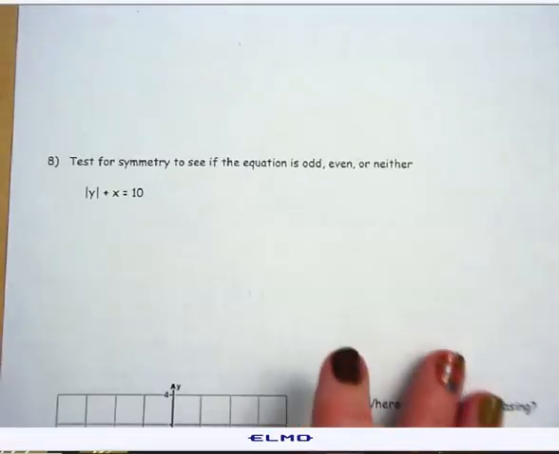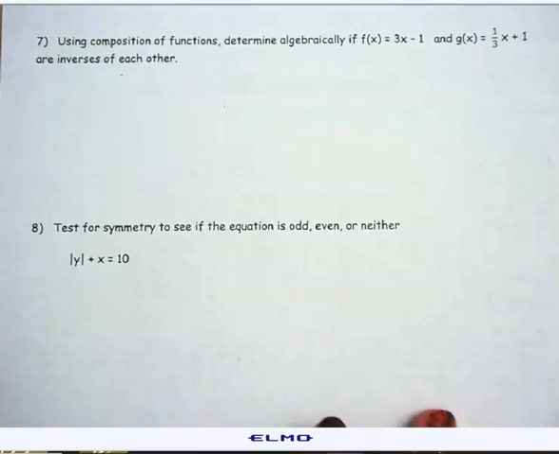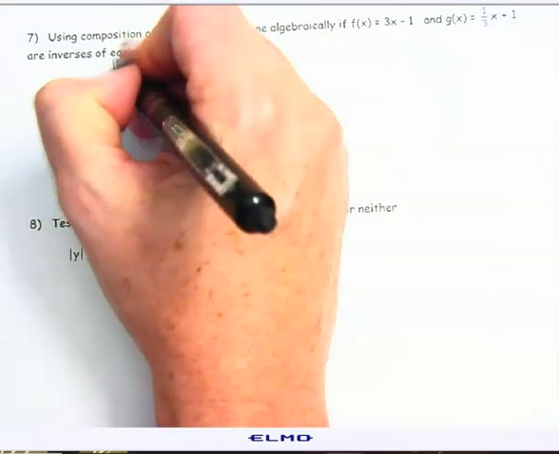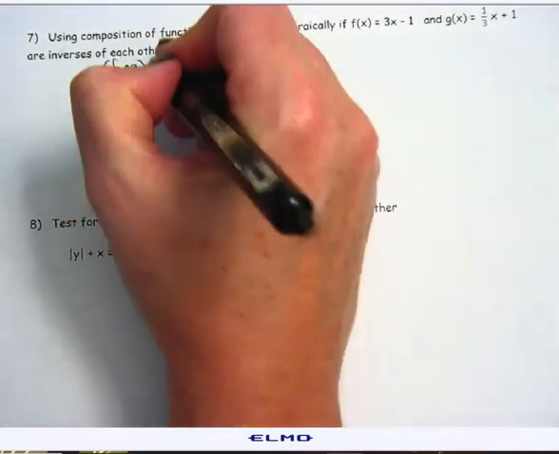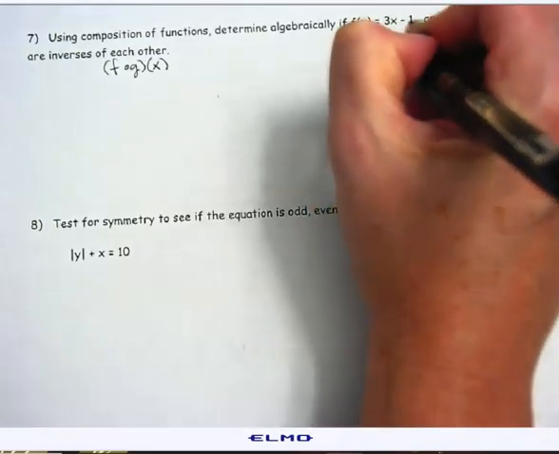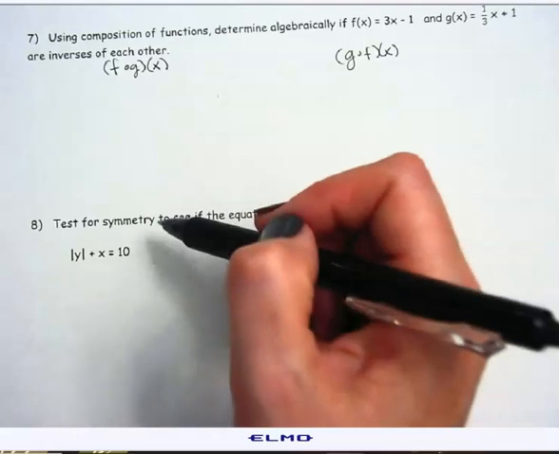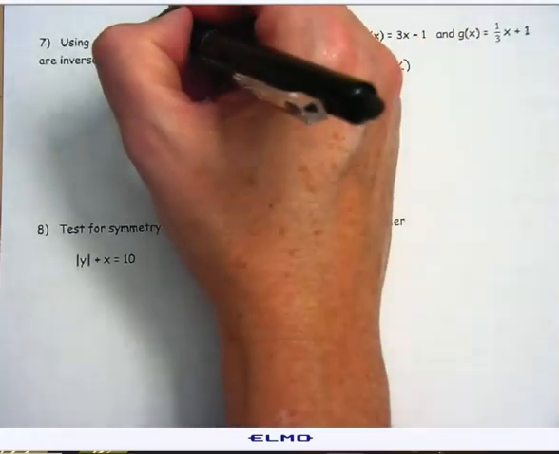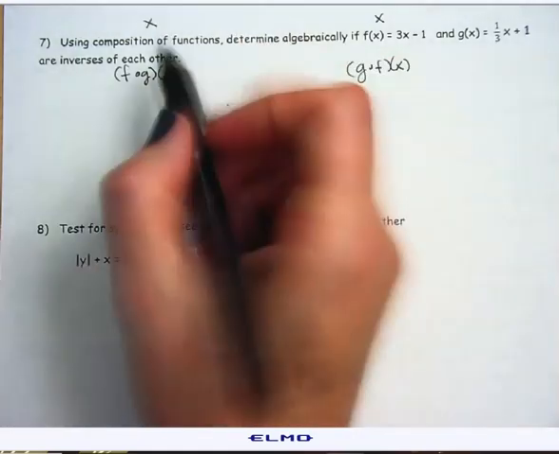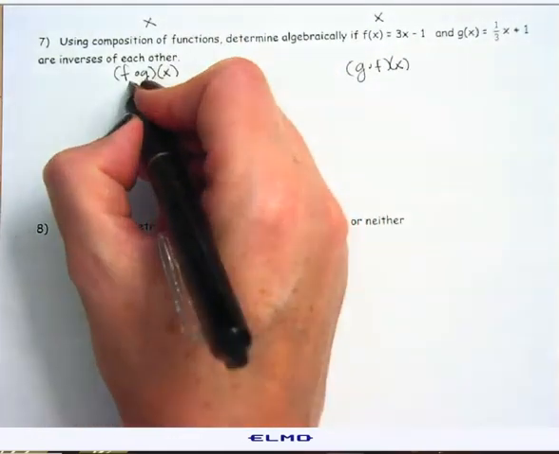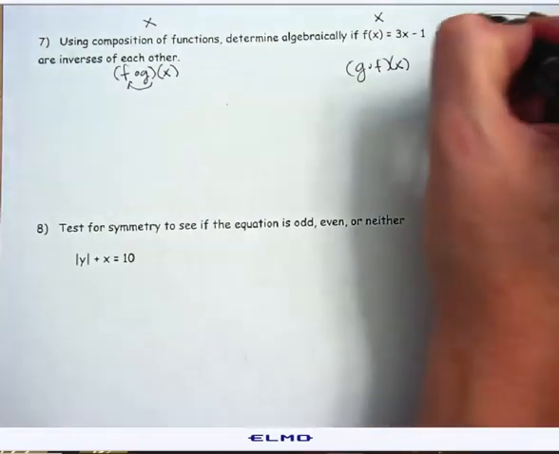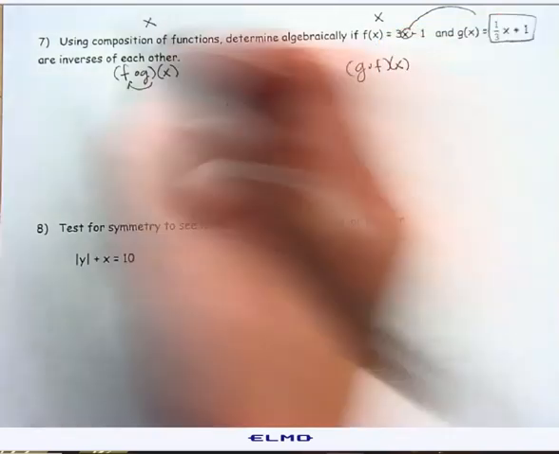On the back here, we are doing composition again to verify if two functions are inverses of each other. So the way I taught that was you want to find both f of g of x and g of f of x and see if they both simplify to x. If they both simplify to x, then you would say yes, they are inverses. So I'm going to start by taking the g function, plugging it into f. So g was 1/3 x plus 1. I'm taking all of this and plugging it into this x right here.